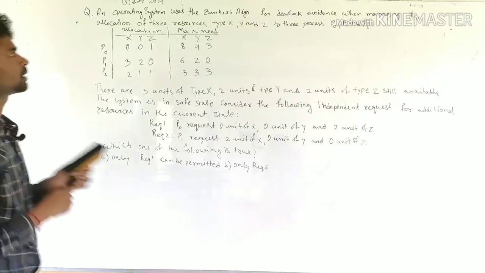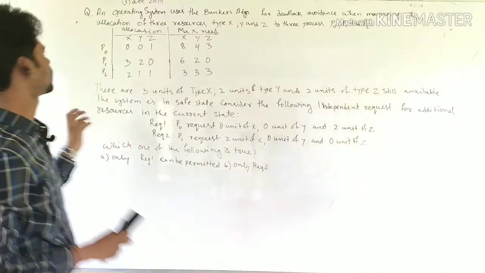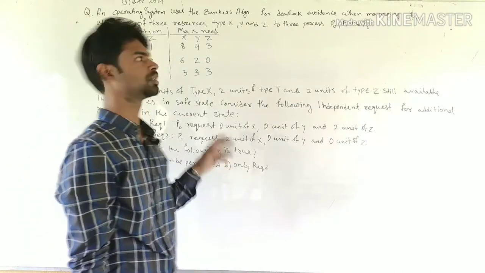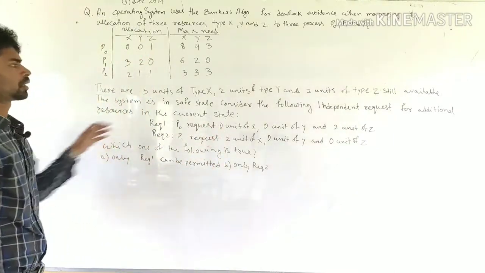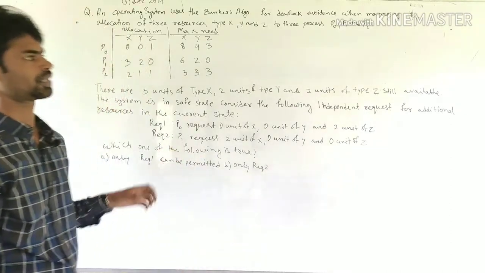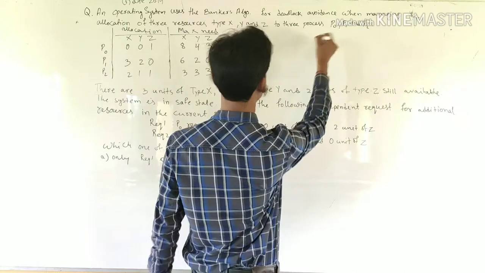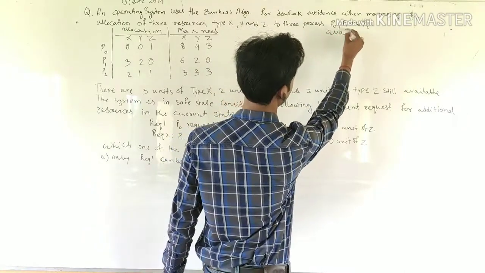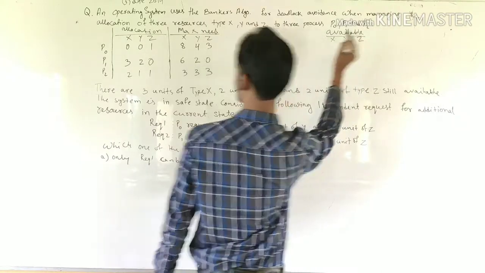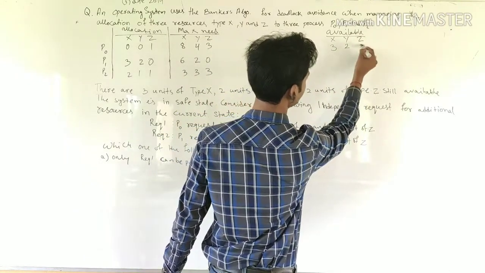Question is, an operating system uses Banker's algorithm for deadlock avoidance when managing the allocation of three resources of type X, Y and Z to three processes P0, P1 and P2. There are 3 units of type X, 2 units of type Y and 2 units of type Z still available. That means in the system, the available resources are X 3 units, Y 2 units and Z 2 units.